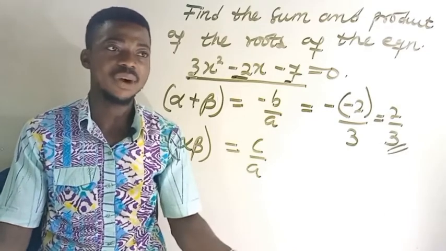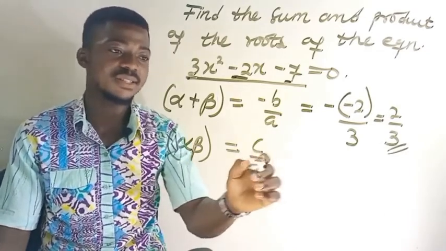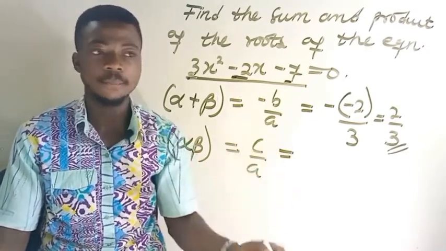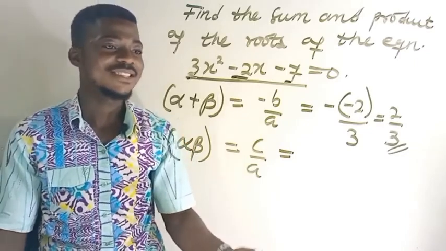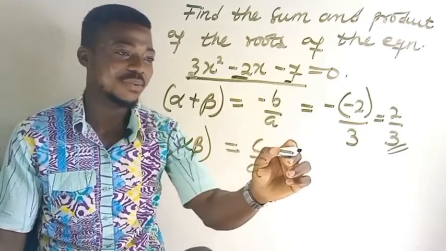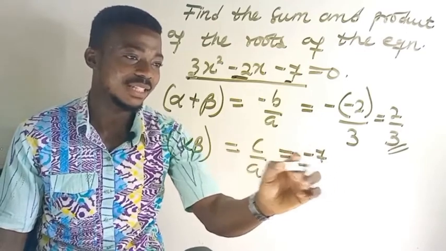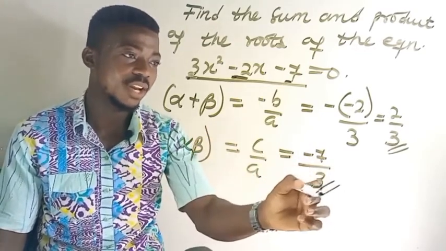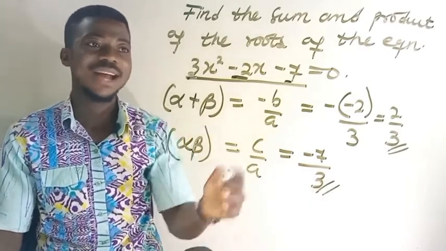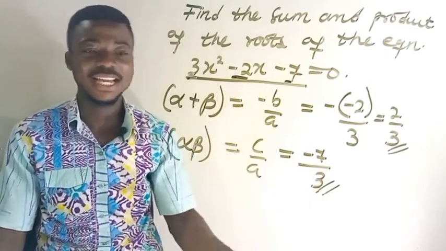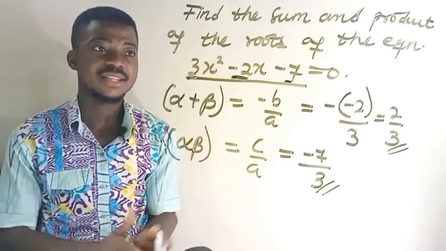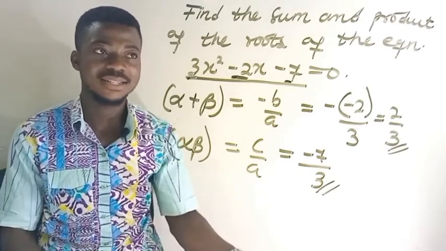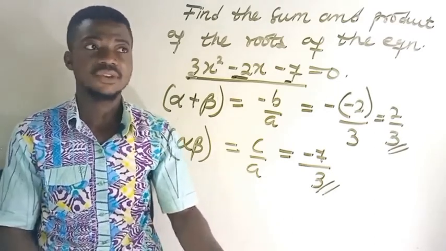Then we come to the product. The product of the roots is given by c over a, all right? Now, c in this equation is negative 7. So we have negative 7 over a, which in the equation is 3, all right? We can't simplify this. So therefore, the product of the roots of the equation is negative 7 over 3. So that's how you find the sum and product of the roots of any quadratic equation.